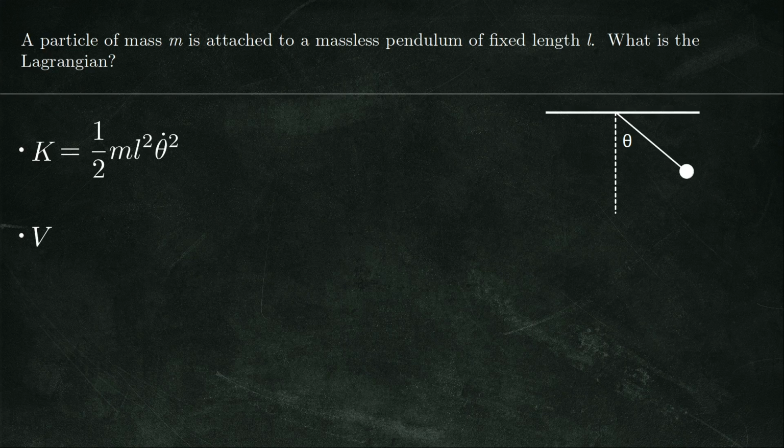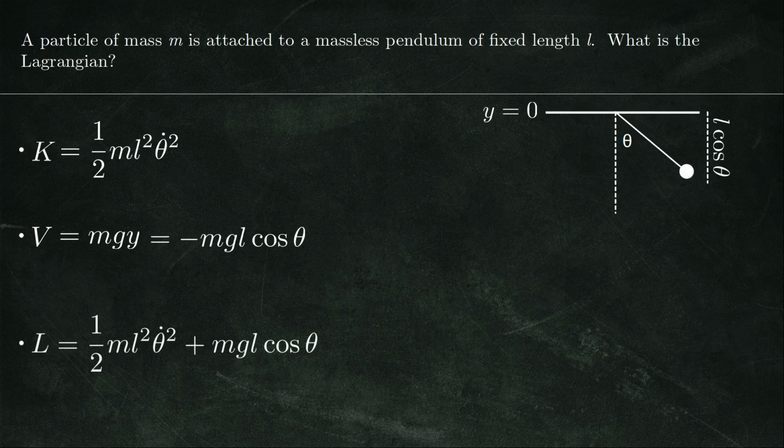Next, we want to work out the potential energy. So we're going to say y equals 0 is the top of the pendulum, and then the potential energy is mgy or mgh. And then we're going to rewrite y in terms of theta. So we're looking at the triangle. The distance from the top of the pendulum to the mass is L cos theta. And so our potential energy is minus mgL cos theta. And then our Lagrangian, we take the kinetic energy and we subtract the potential energy.